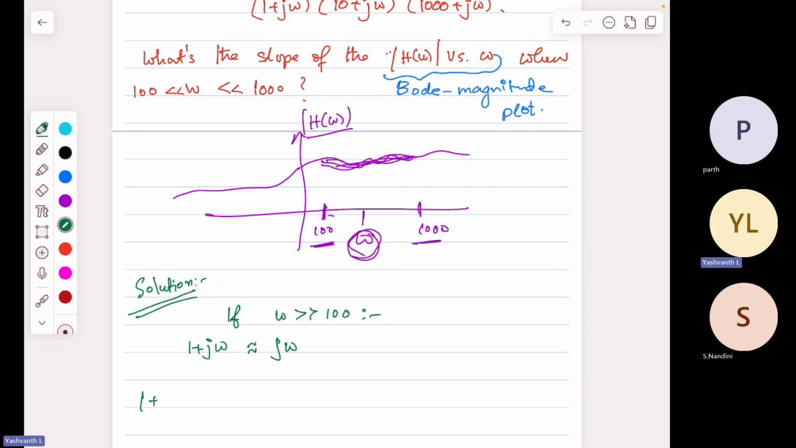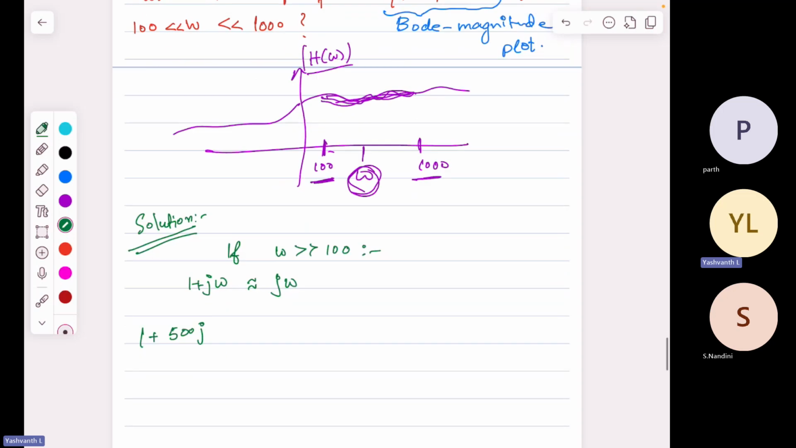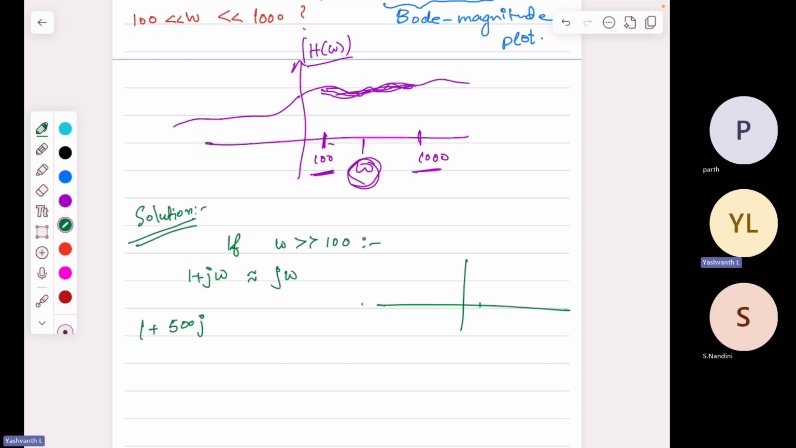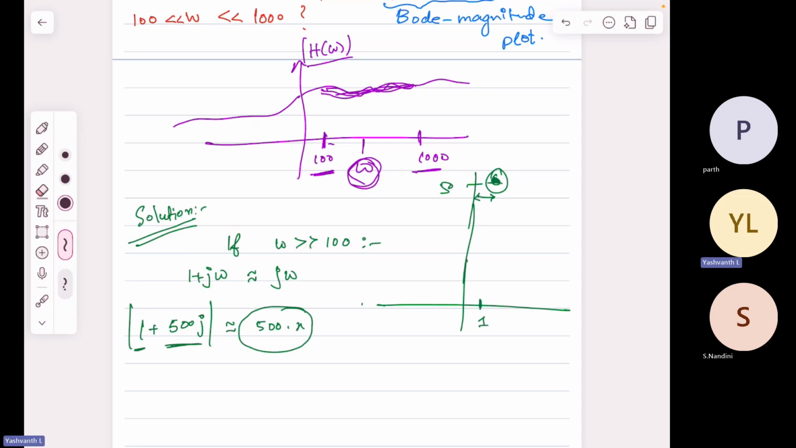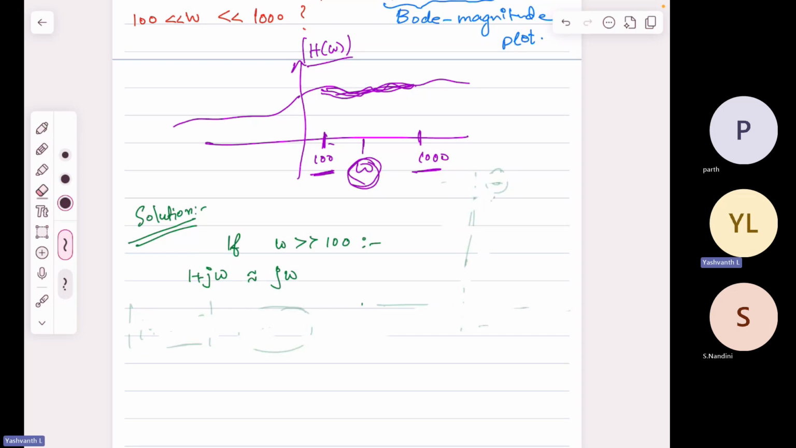Because it's like, let's say, 1 plus 500j. If you look at this, it's 1 comma 500, so 1 is here and 500, let's say, is here. It's approximately here, so this distance of 1 is not that significant. For example, if you take the mod of 1 plus 500j, it's approximately equal to 500, maybe 500 point x, doesn't matter. But it's very important to know that this 1 is very small compared to 500j. So is it okay to say that 1 plus j omega is approximately equal to j omega when omega is much larger than 100? Can anyone confirm? Yes, sir. Okay, great.